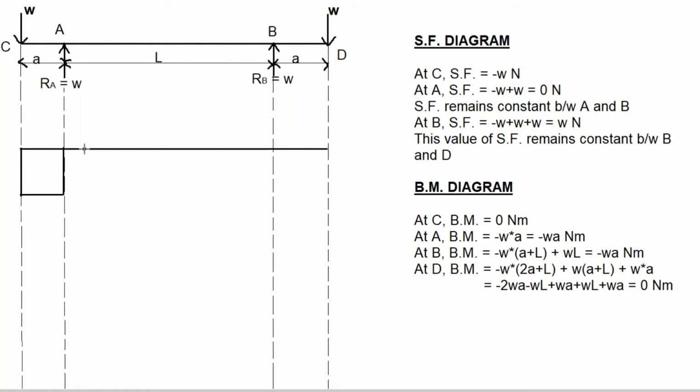And this value remains constant between A and B. So, between A and B, we have 0 shear force. Now, at B, shear force becomes equal to W Newton. Since it is positive, we'll mark it above the baseline. So, this is plus W Newton. And this value remains constant between the points B and D.